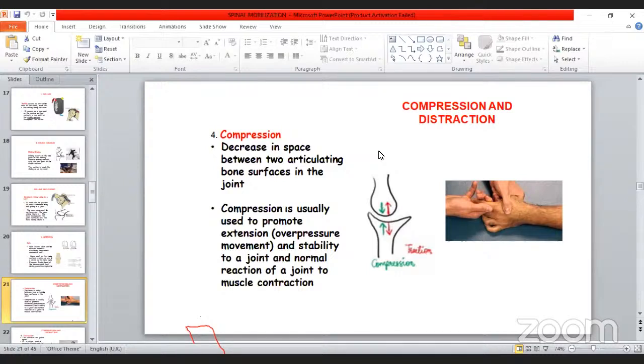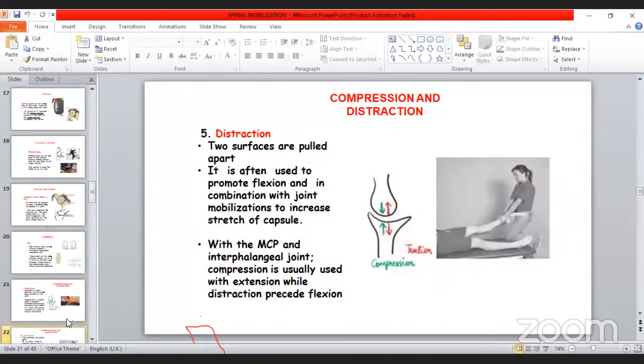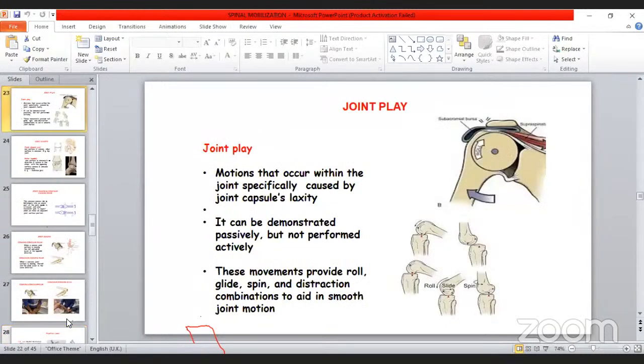You are doing compression. So generally in this part of the body and in the lower extremity, compression is used to promote extension. Traction or distraction is used to enhance flexion. But they are still a form of arthrokinematics because they are taking place inside the joints in the body. So this further illustrates distraction. All right, so we're going to skip that and go to the next slide.